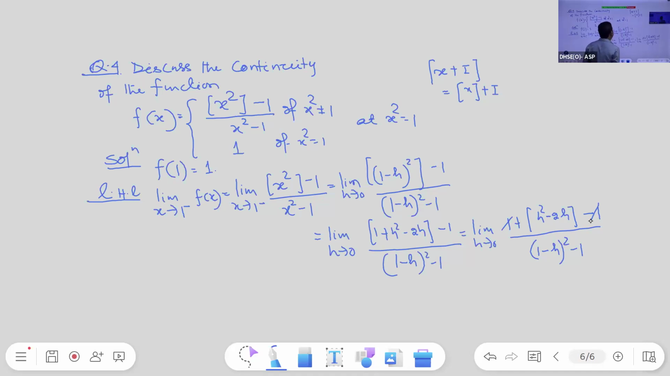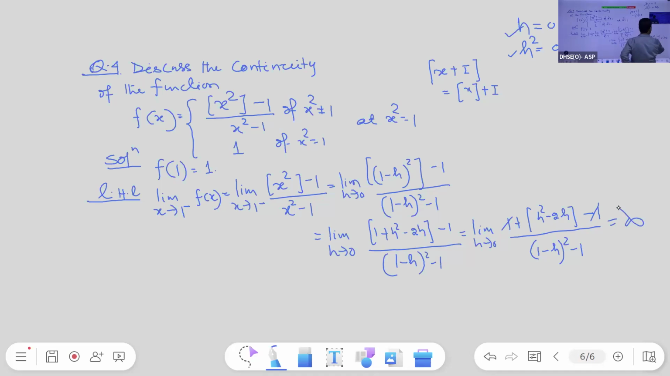If a quantity is very, very small, higher power of that quantity will give you the lower value. If you take h is equal to 0.5, then what will be h square? h square is equal to 0.25. So which one is greater? h is greater than h square. Since h is greater than h square, h square minus 2h is a negative quantity and very, very small. So its bracket value will be -1, and the denominator approaches 0.